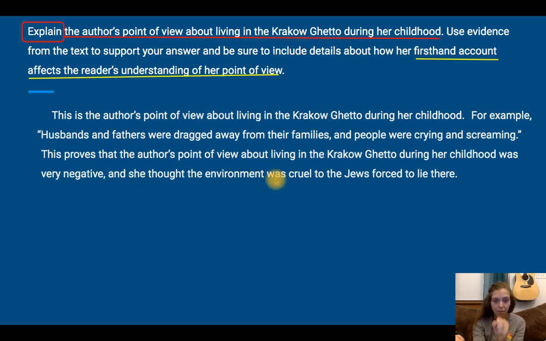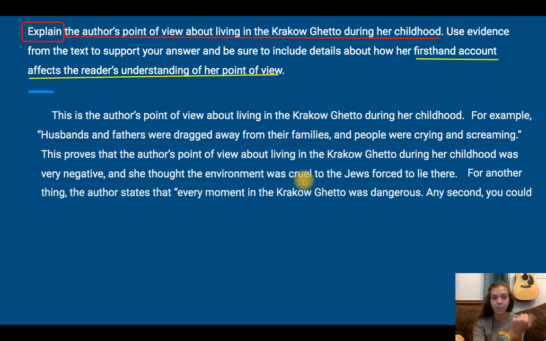And she thought the environment was cruel to the Jews forced to live there, right? This piece of evidence talked about people being dragged from their families and crying and screaming. That supports that the author believes that it was cruel to the Jews.